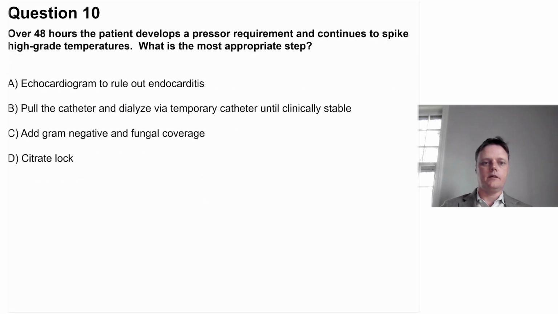However, over 48 hours, the patient develops a pressure requirement and continues to spike high-grade temperatures. What now is the most appropriate step? A, an echocardiogram to rule out endocarditis. B, pull the catheter and dialyze via a temporary catheter until clinically stable. C, add gram-negative and fungal coverage. Or D, a citrate block.